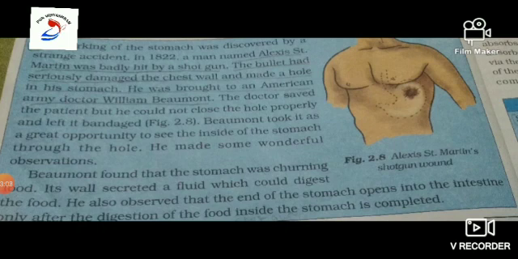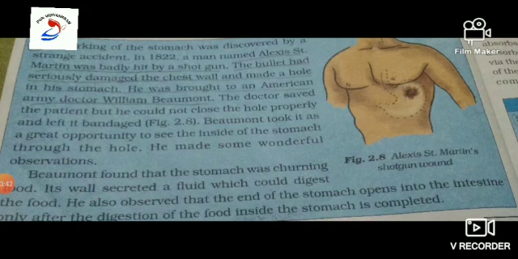Now we can have this interesting session on how the stomach is involved in digestion. It was discovered by a scientist called Alexis St. Martin, who was badly hit by a shotgun. The bullet had seriously damaged the chest wall and made a hole in his stomach. He was brought to an American Army doctor, William Beaumont. The doctor saved the person, but he could not close the hole properly and left it bandaged.